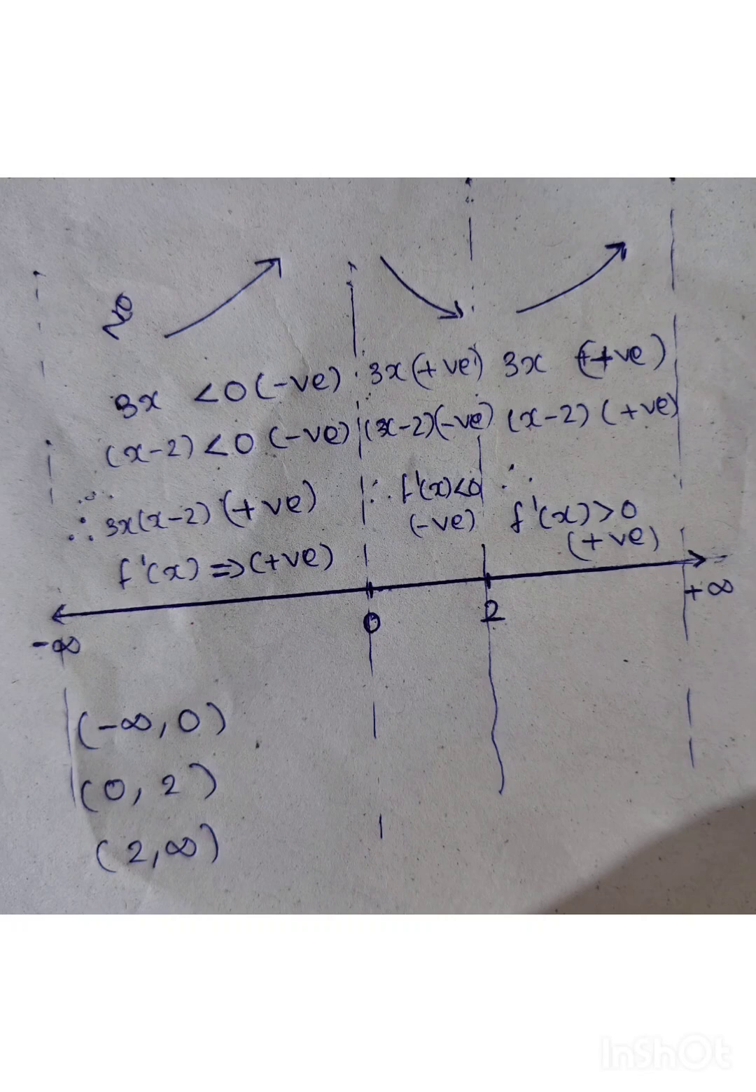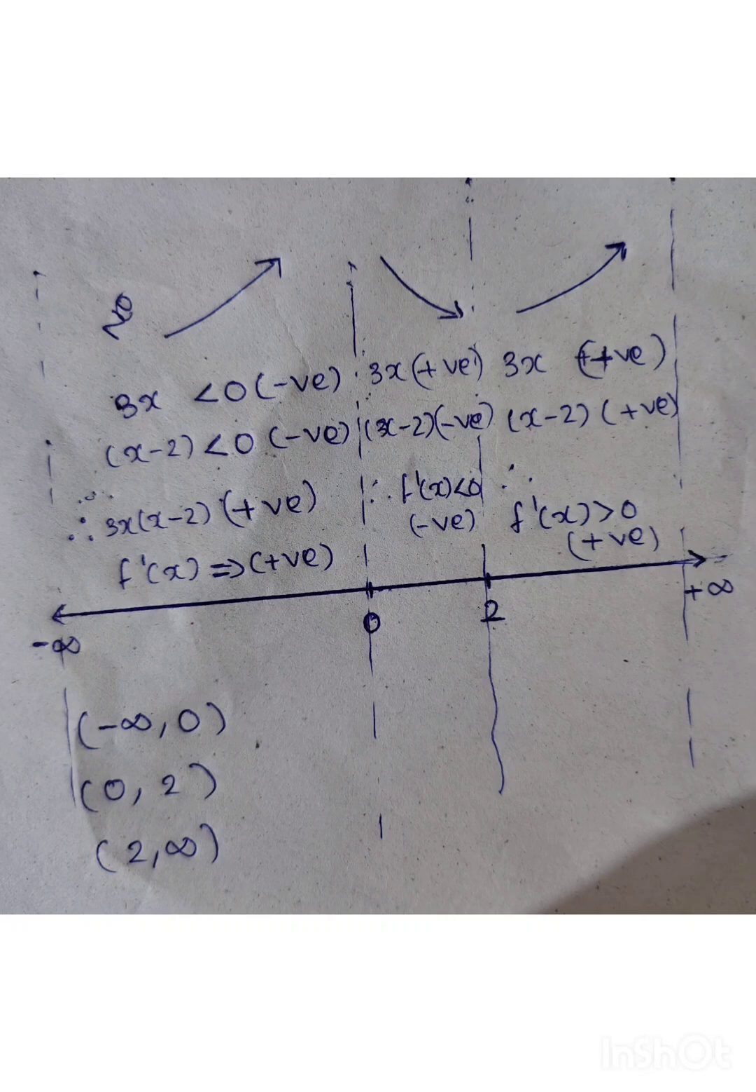On interval 0 to 2, 3x will be positive, x minus 2 will be negative, therefore f dash of x will be negative. Hence, on interval 0 to 2, the function is decreasing.